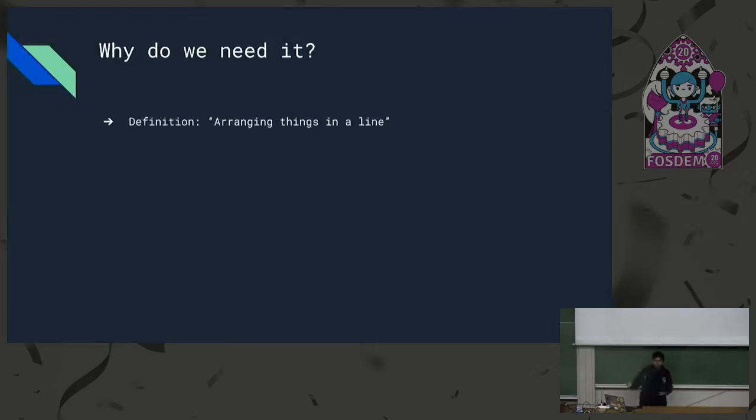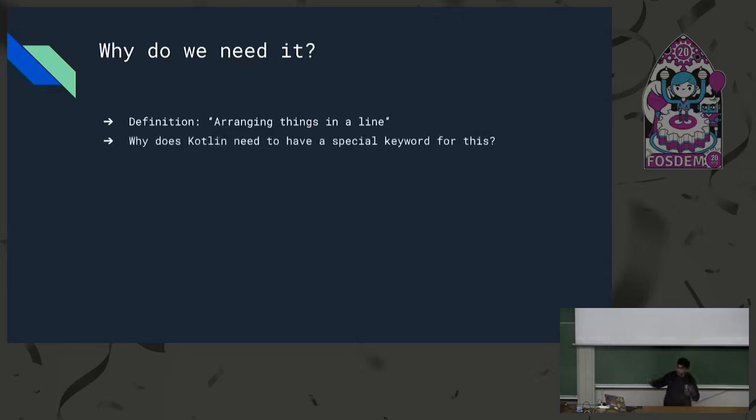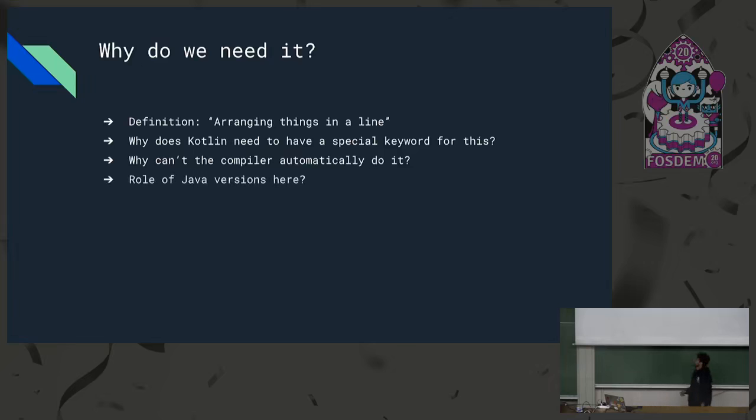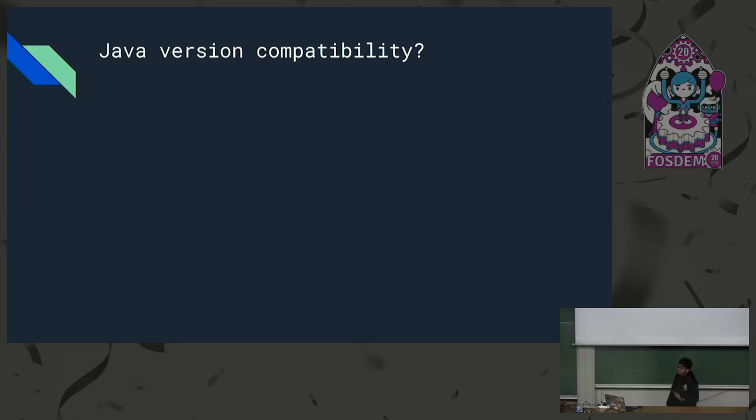Basically, the meaning of inline is placing things or arranging them in a line, or doing things just in a line. But if it's that simple, then why does Kotlin need a keyword for it? Why can't the compiler automatically do it for you? There are multiple aspects here. If we drill down into the version of Java that plays underneath, then we can dig deeper into it. So, Java version compatibility.